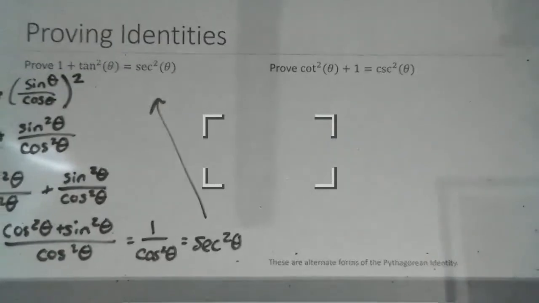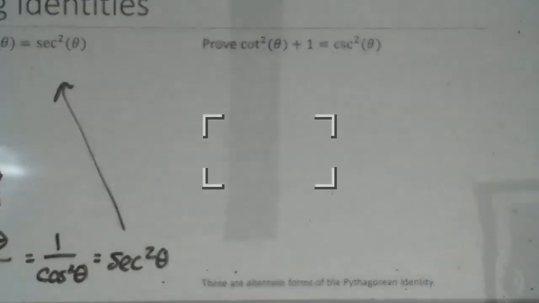We're going to try the second one, which is very similar. We want to prove that cotangent squared of theta plus 1 is equal to cosecant squared of theta. When I say these are similar, it's because these are alternate forms of the Pythagorean identity. It's just a different way we can write them. We tend to use the sine and cosine one the most because it's the simplest and the easiest to remember. Well, let's see if we can prove this other one, that cotangent squared plus 1 is equal to cosecant squared.